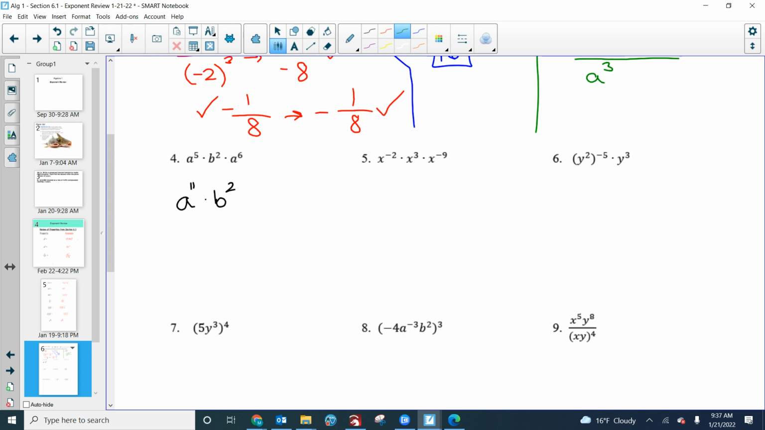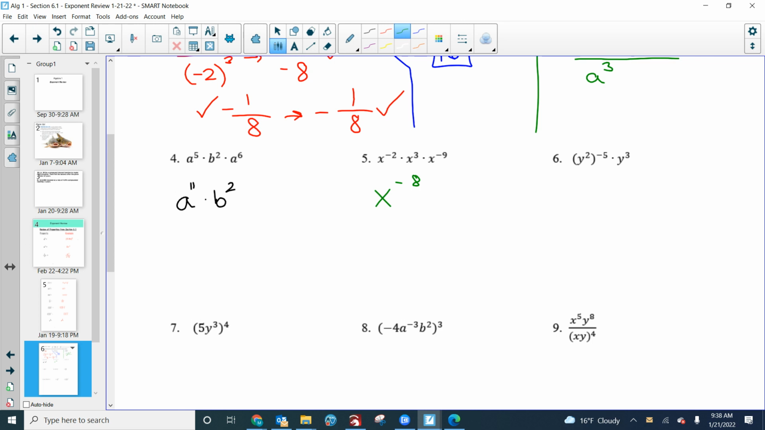What'd you get for number 5? Negative x to the 2 plus negative 9 equals negative x. Wait, no. I know it's not negative 8, so that means it has to be positive. It's negative. Did everyone get x to the -8 as an intermediate step?